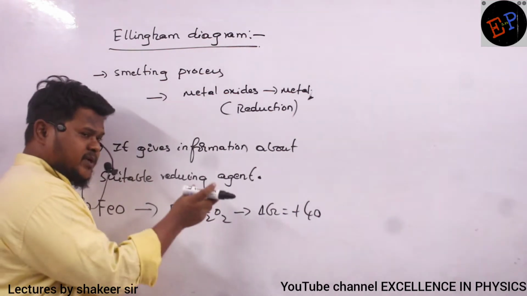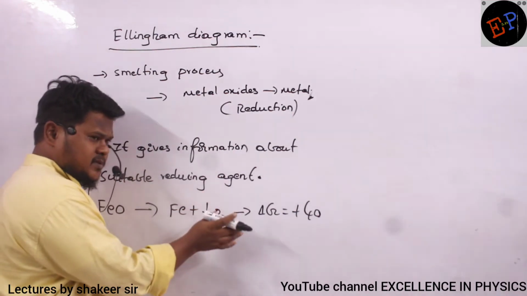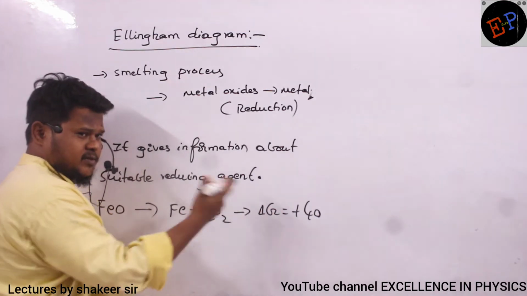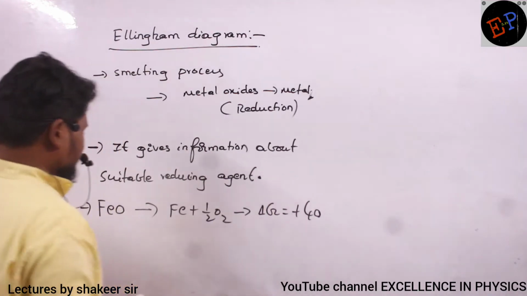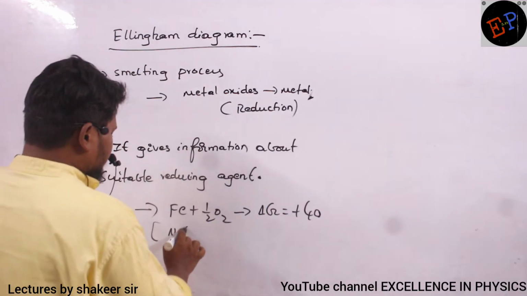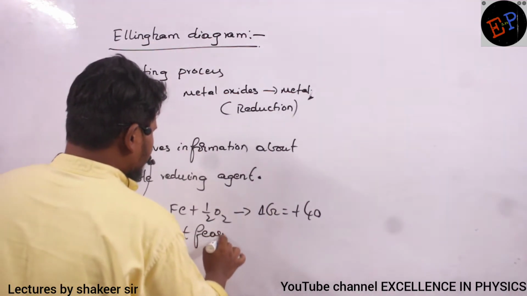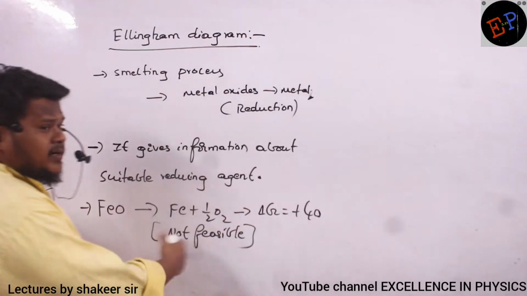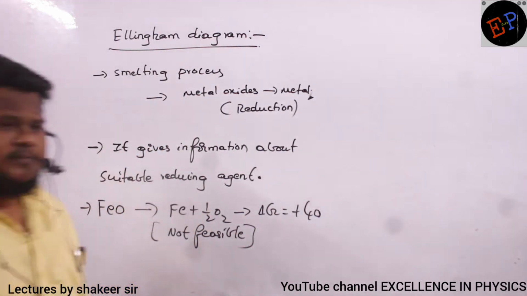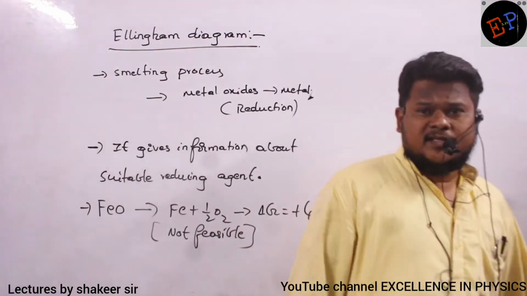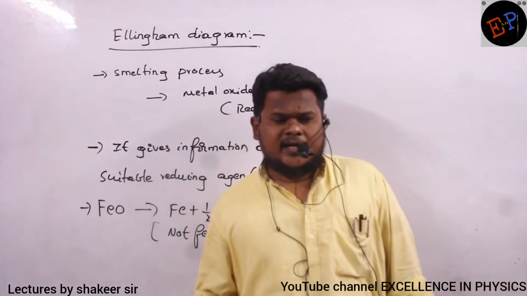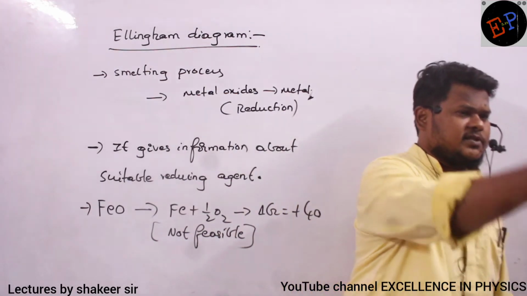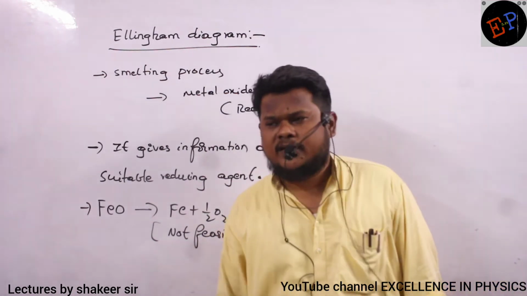Because a reaction will be instantaneous, a reaction will be feasible, only when delta G value is negative. That is what we have studied previously. So therefore I say this reaction is not feasible. It cannot react by itself. That is the meaning of it. What is meant by instantaneous reaction? The reaction which happens by itself without applying any energy is called an instantaneous reaction.